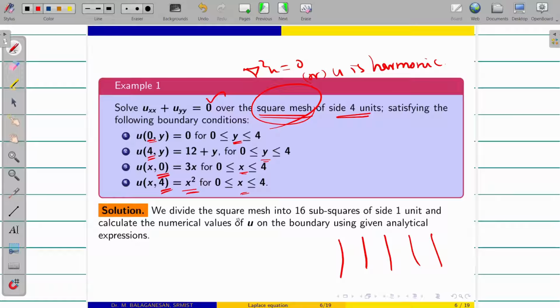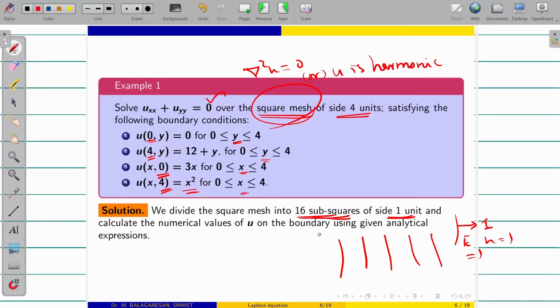Fine. So now how to do that? We have to draw the square and divide it into 16 subsquares, each of length 1 unit. Length means that in the x direction also the difference will be 1, that is h is equal to 1. Similarly, in the y direction, we will take k also equal to 1. That's the meaning here.